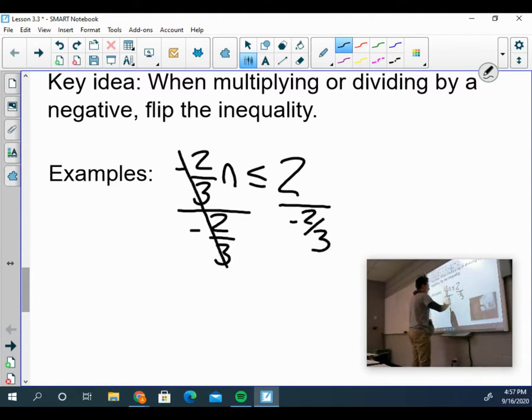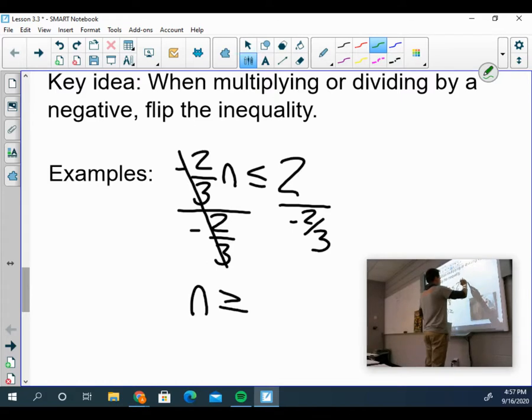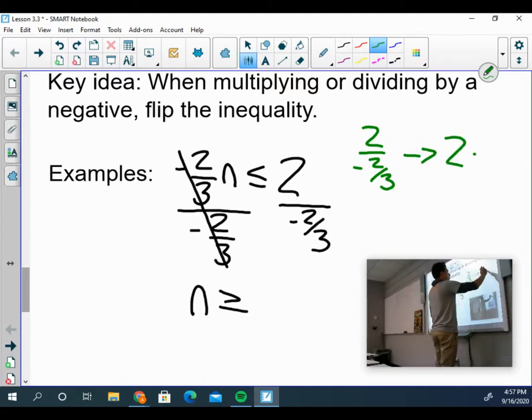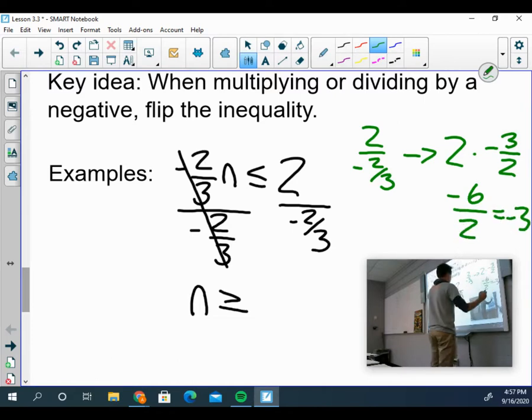This will not only cancel the -2/3, but it brings down the n. I'm going to go ahead and flip that sign because I divided by a negative. And as you know on the chalkboard in the classroom, when we divide by fractions, we do not ask why, we flip the second and multiply. So what am I going to do here? I am not going to do 2 divided by negative 2/3. But rather, I will be doing 2 multiplied by negative 3/2. When I do this, I get negative 6 over 2, which is the same thing as negative 3.